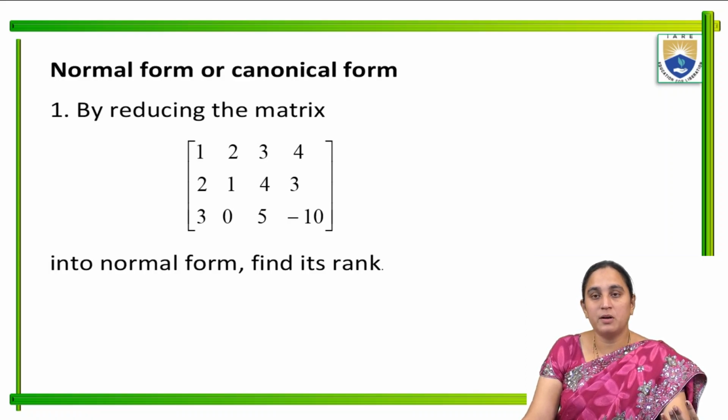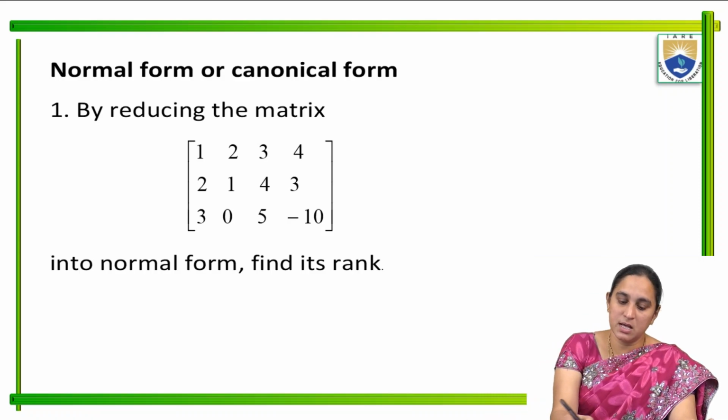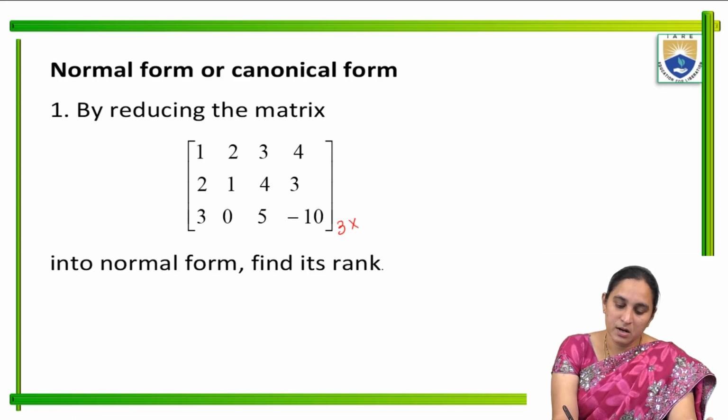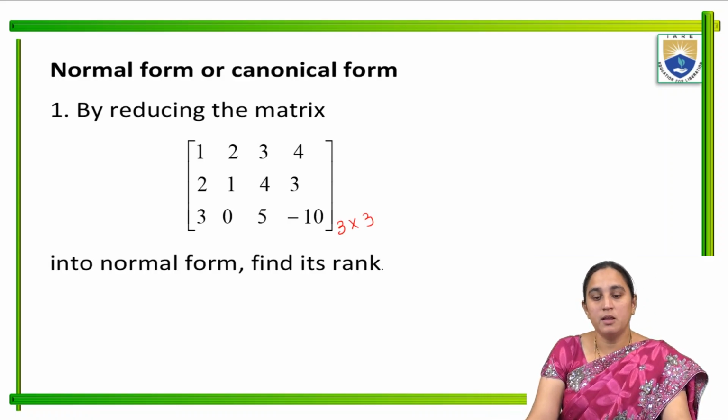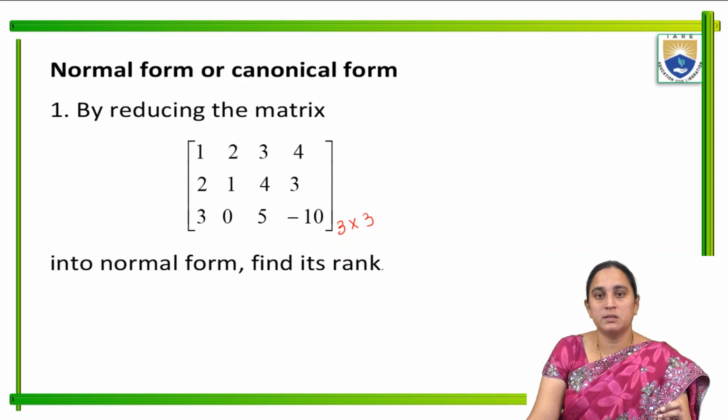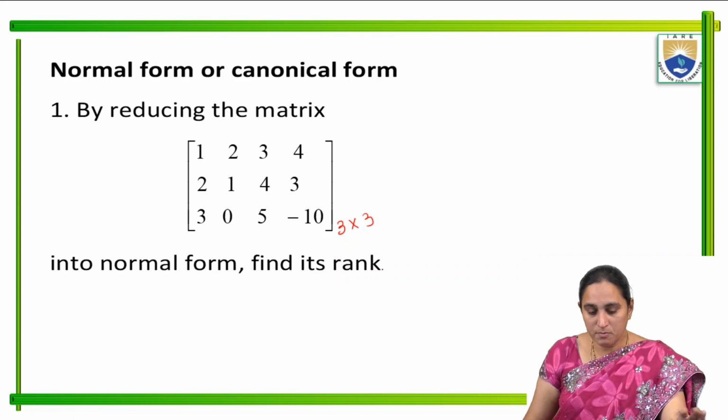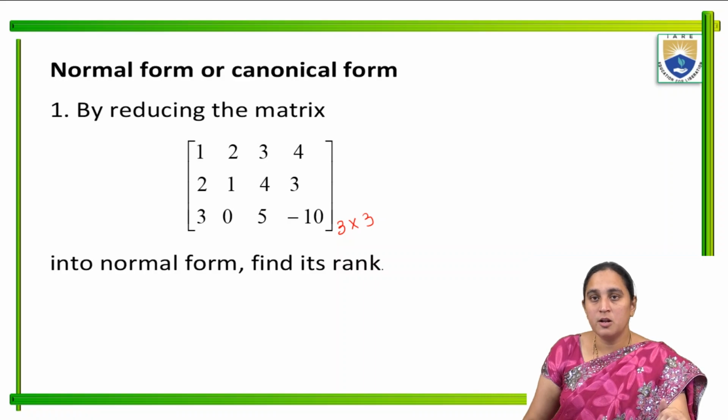For that, we have to find the rank by using normal form, or one more name for that, canonical form. Once observe, previously we discussed a rectangular matrix. Now observe the given question: what about the order of the matrix? Here the number of rows is 3 and the number of columns is also 3. Therefore this comes under square matrix. Whether it is rectangular or square, the procedure is the same for any matrix. But here I'm using a square matrix for finding rank of the matrix by using normal form.